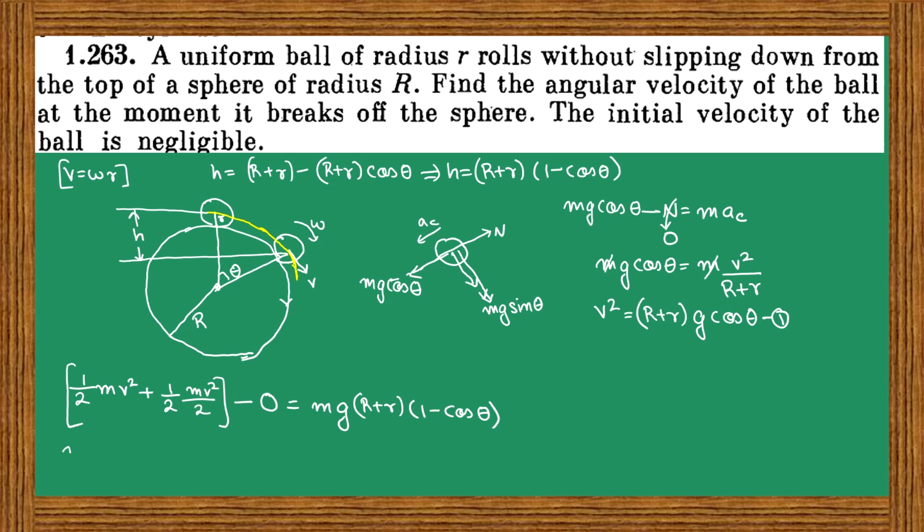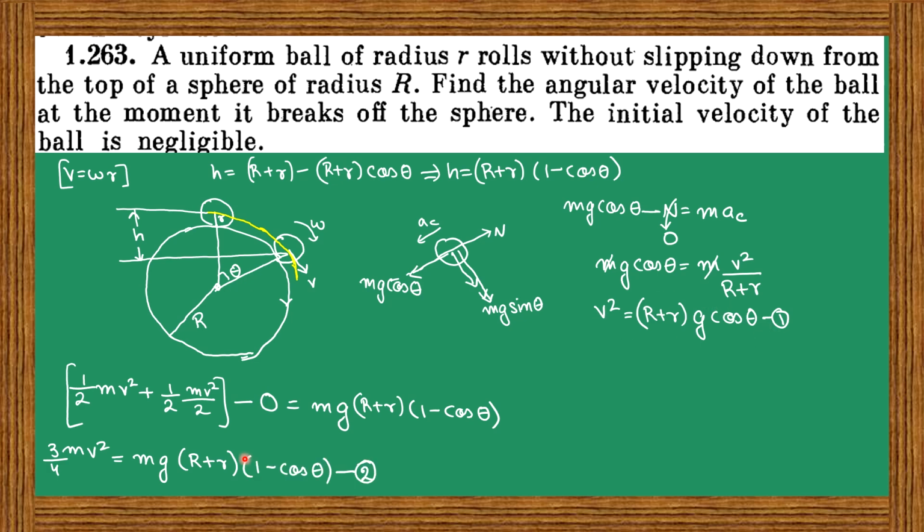Now if I take mv square common, this will be nothing but half plus 1 by 4. Half plus 1 by 4, if I take the LCM, is 2 plus 1 over 4, which is 3 by 4. So this entire term becomes 3 by 4 mv square, which is equal to mg into capital R plus small r into 1 minus cos theta. This is my equation number 2.